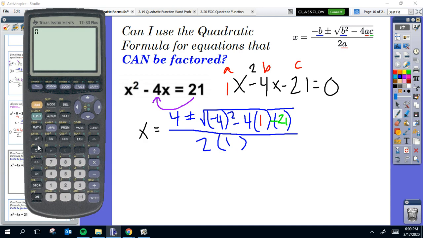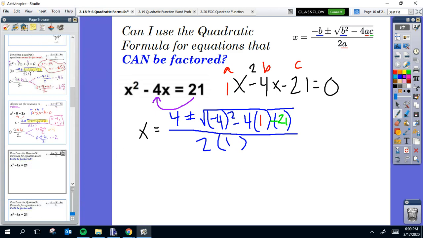This is all going to be over my denominator, 2 times A, and again, A is 1. On my calculator, hit the square root sign, and like I said, last time I messed up typing these numbers in, so make sure you're doing this correctly. Negative 4 squared minus 4, common mistake is people might put a negative. Make sure that sign is a minus. So minus 4 times 1 times negative 21. So inside my square root, I should have the number 100. So plus or minus the square root of 100, and then drop down everything else.